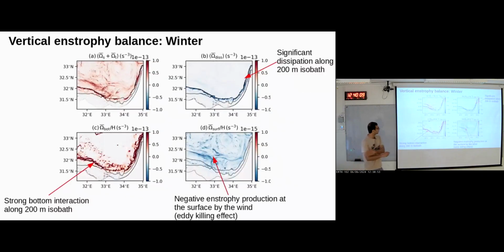So first, let's look at these terms during winter. The first panel shows the depth integrated stretching and tilting term. Then we have the 3 components of the vertical mixing term. We find that most of the enstrophy generation occurs because of the bottom drag, and it is aligned with the 200 meter isobath. A relatively weaker vorticity generation is also there because of the stretching and tilting term, and these 2 terms are balanced to a large extent by the viscous dissipation.